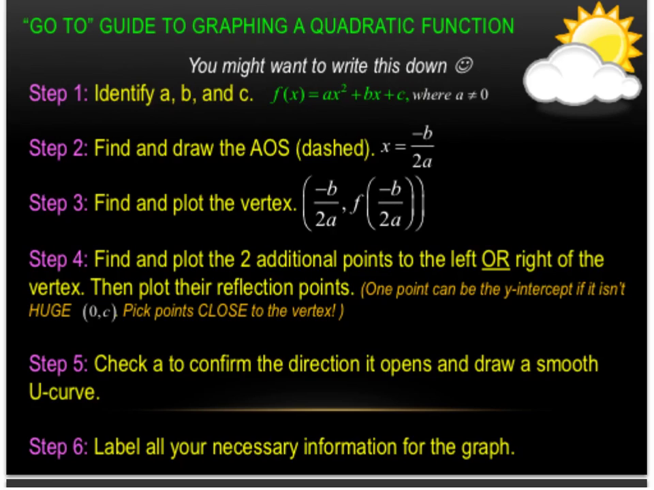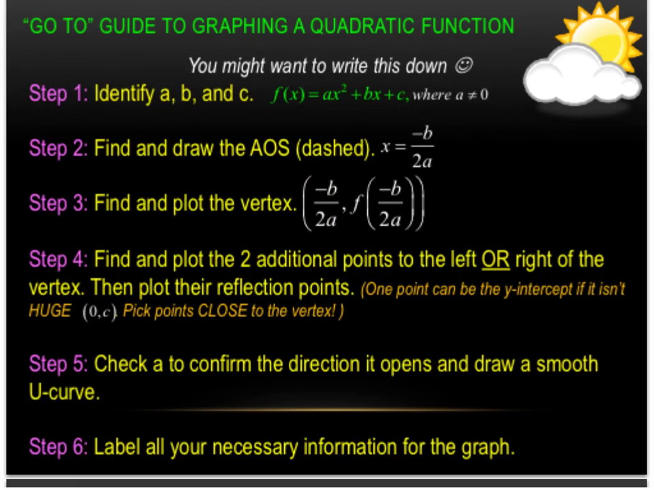The next step is going to be draw our AOS on our coordinate plane, right? Now remember, our AOS has the equation x equals negative b over 2a. Then we are going to plot our vertex. So we take our negative b over 2a. That's our x-coordinate. We plug that guy back into our function and we find our y-coordinate. We're going to go ahead and plot that point, which should sit on our AOS, right? It goes right through the x-coordinate.